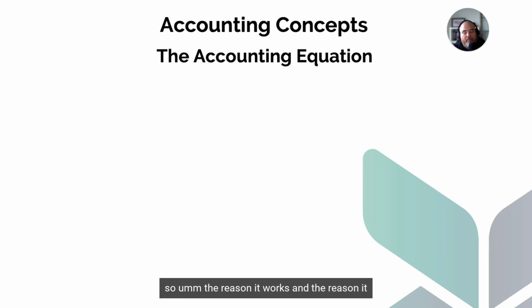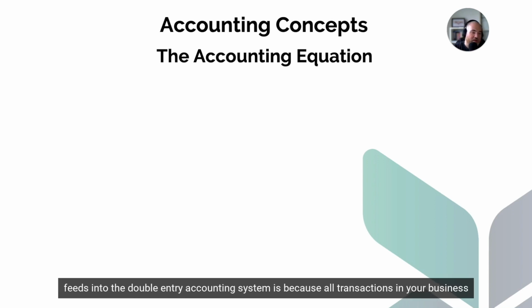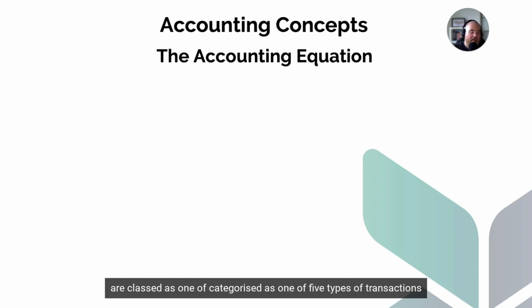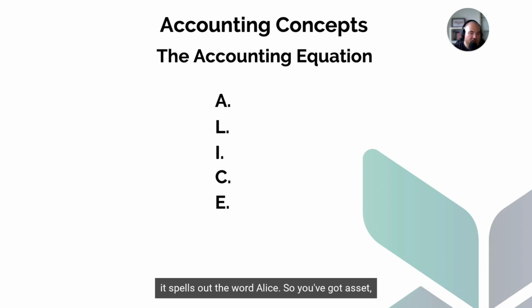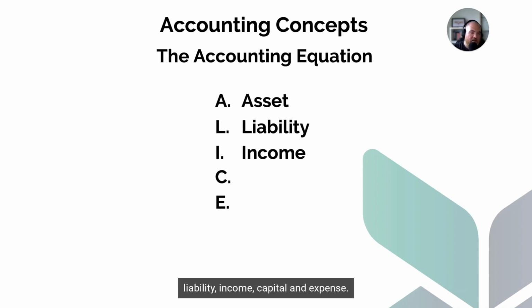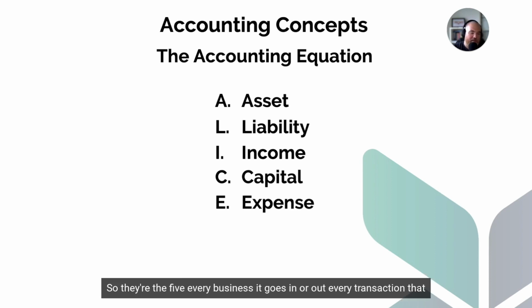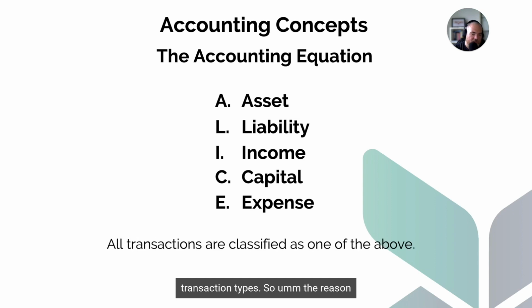The reason it works and the reason it feeds into the double entry accounting system is because all transactions in your business are categorized as one of 5 types of transactions. And the easy way to remember the types of transactions is because it spells out the word ALICE. So you've got asset, liability, income, capital, and expense. So they're the 5. Every transaction that goes in or out of your business must be one of those 5 transaction types.